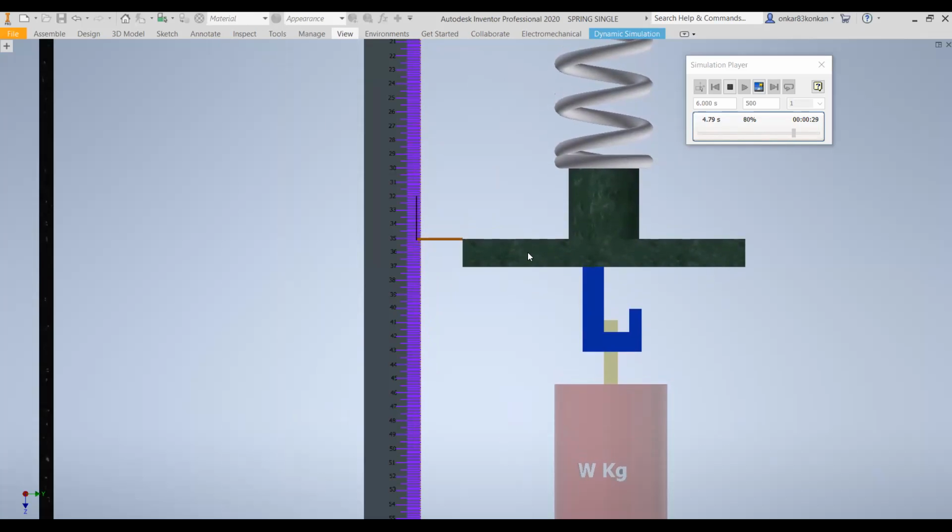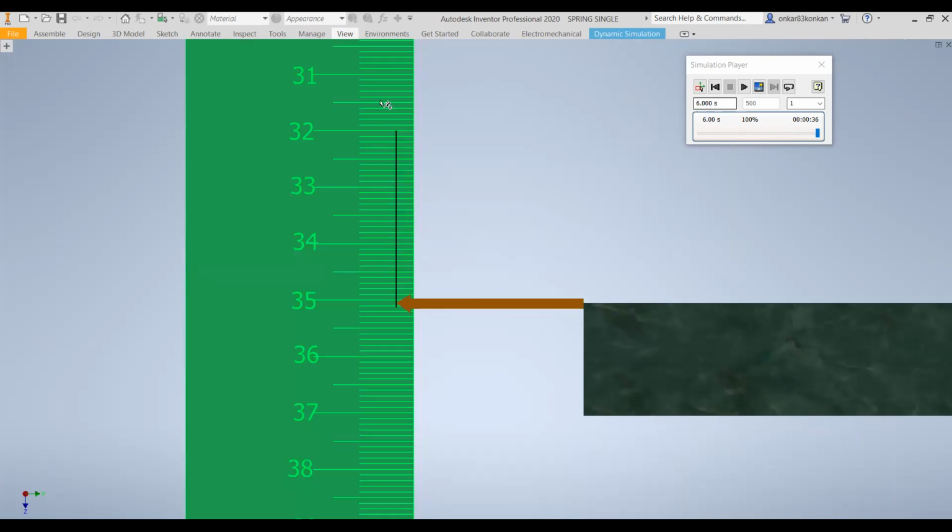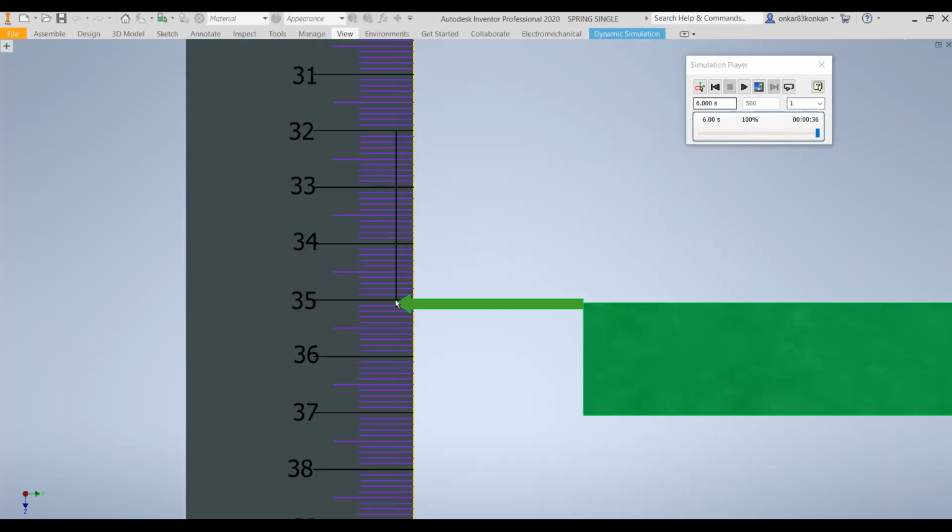So you can observe here, there is a permanent deformation up to 35 centimeter. And the system, that is the mass, remains stationary at this position only after static deformation. So we should find out what the static deformation is. You can observe here, there is static deformation from 32 centimeter to 35 centimeter.